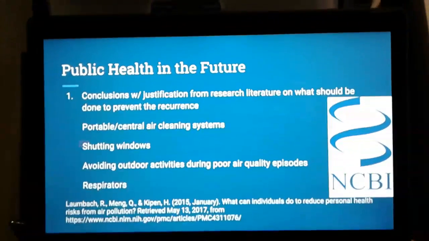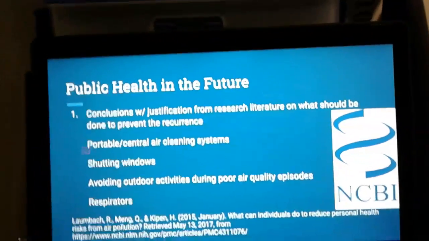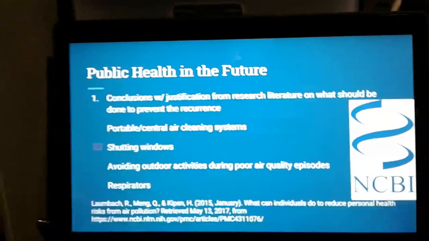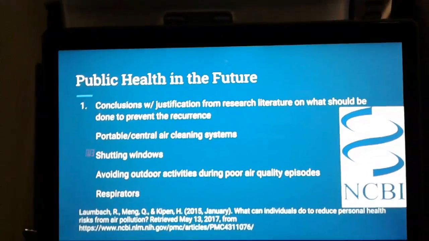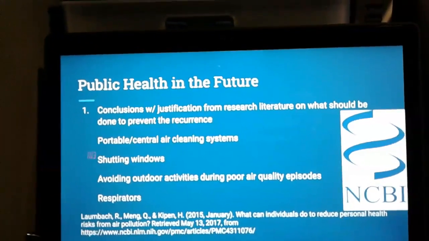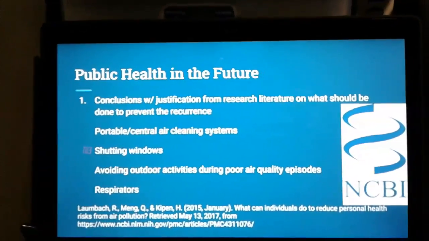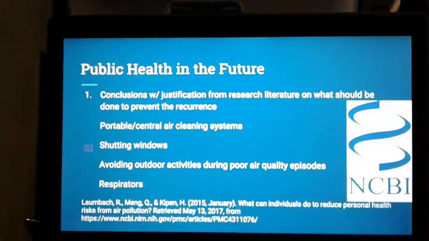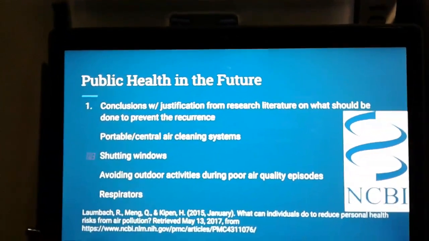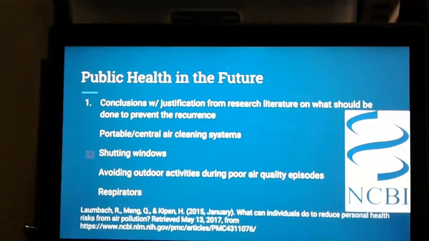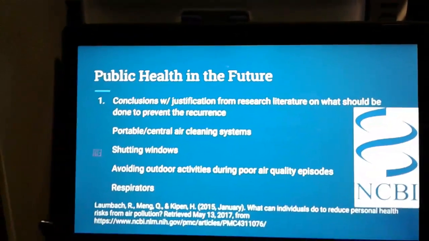It studied measuring the amount of time you spend inside and the amount of time you spend outside, since there are pollutants inside and outside. But shutting your windows will help protect you from the outside air pollution penetration. And for indoor pollution, portable or central air cleaning systems will help reduce the accumulation of indoor air pollution. They also recommend avoiding any vigorous and extended outdoor activities during poor air quality episodes, to reduce the amount of pollutants that are inhaled.